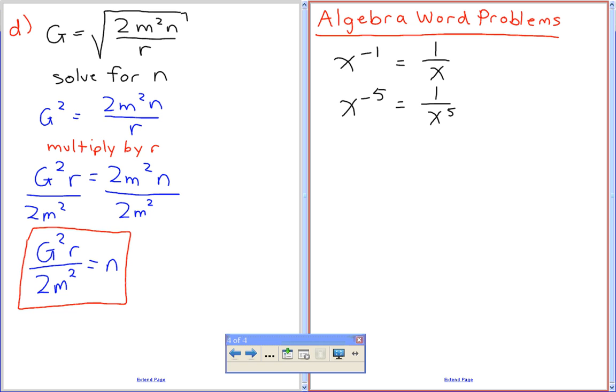Now hold on a second. Now let's look at our power rules here. 1 is the same as x to the 0, right? Anything to the 0 is 1. So 0 minus 5 is -5, right? So using our subtraction rules, x to the -5 means there's 5 more x's in the denominator than there is in the numerator.